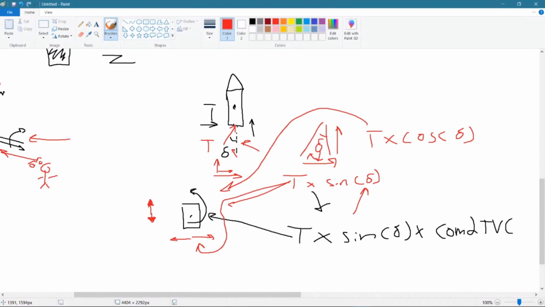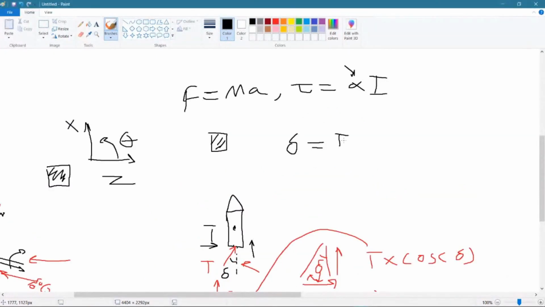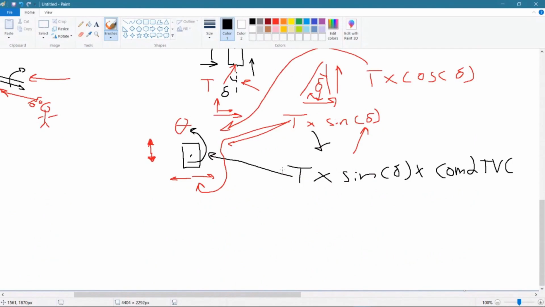Del, this angle, is our TVC. So we're considering this our control output. And then we'll have theta represent the orientation of the rocket. I can write this out very explicitly. So we'll say this is our TVC angle, so this is what we control. And then we have theta, which is the rocket angle. We ignore aerodynamics, and why we want to ignore aerodynamics in this case will become very clear in a second, when we get to the theoretical level of state space control.